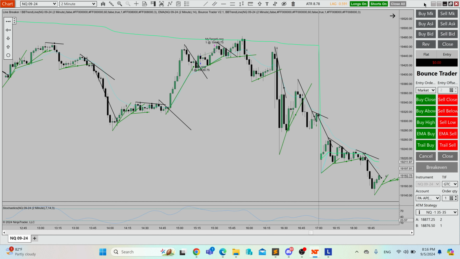Hello traders, I want to show you how you can trade bull or bear flag strategies with this line breaker. And I want to show you some of the settings that I use.